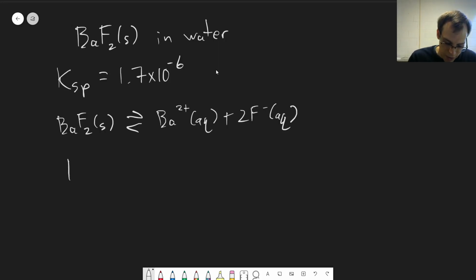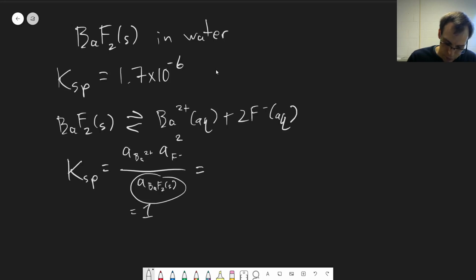Now, if we want to write this out accurately, Ksp is equal to the activity of barium 2 plus times the activity of fluoride squared divided by the activity of barium fluoride. The nice thing is that the activity on the bottom is equal to 1. So we have the activity of barium and the activity of fluoride squared. That is our equilibrium constant.